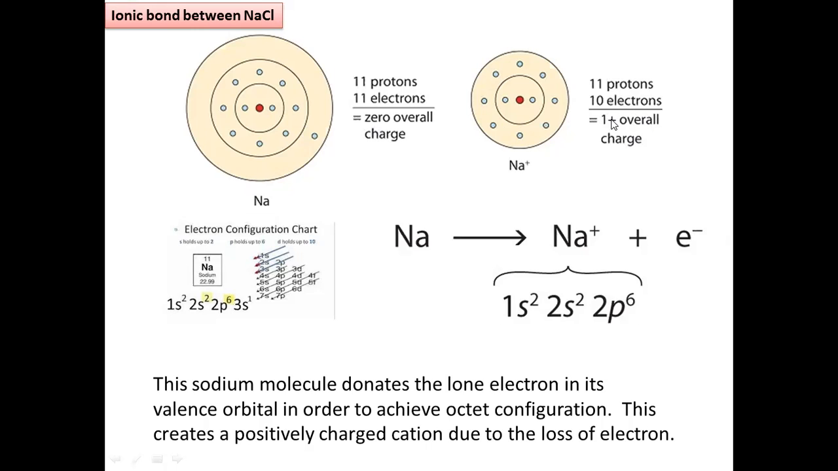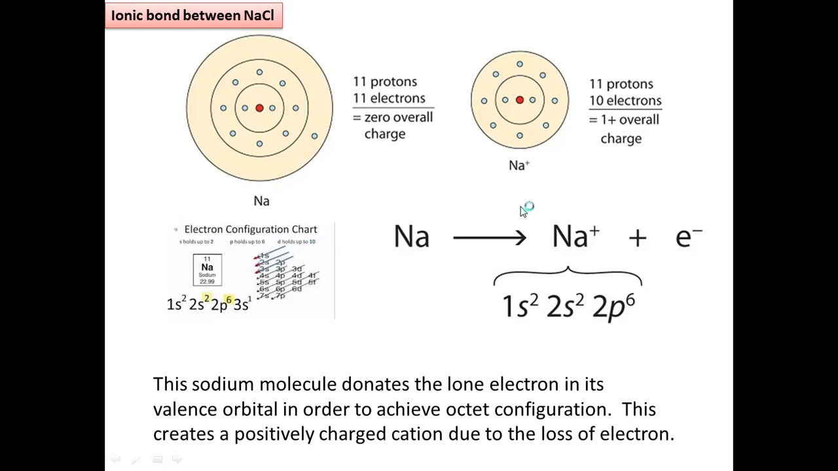So that's why it has the +1 charge. If it removes 2 electrons, then there is the possibility of having 2 positive charges, but not in the case of sodium. It may be the case for other metals. So this we have discussed in the previous slide.